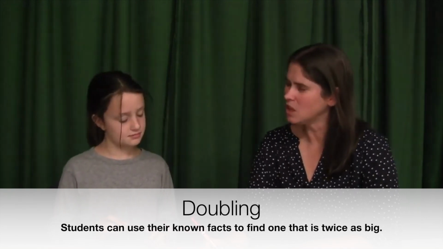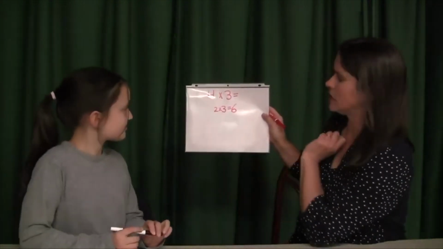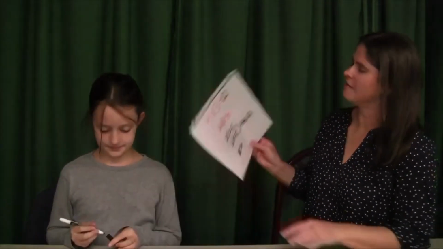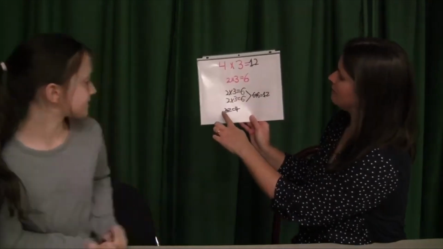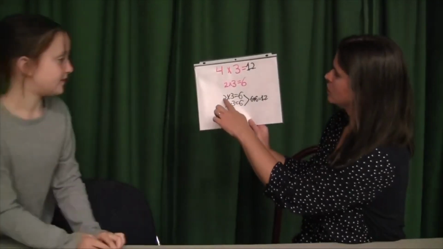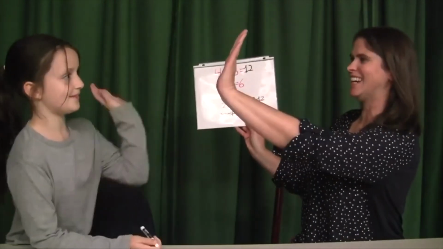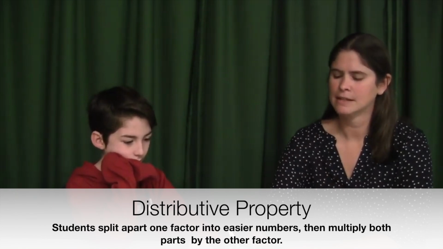I want to solve 4 times 3. But I only know the answer to 2 times 3. Do you know the answer to 2 times 3? It's 6. It's 6. So how can I use 2 times 3 to help me figure out the answer to 4 times 3? What could I do? It's just basically 2. Excellent. So you took that 4 and you split it up into 2 plus 2. So you could do 2 times 3 plus 2 times 3 and get 12. Well done!